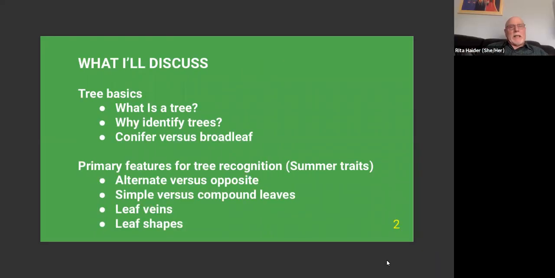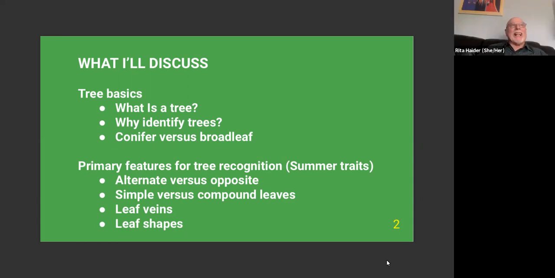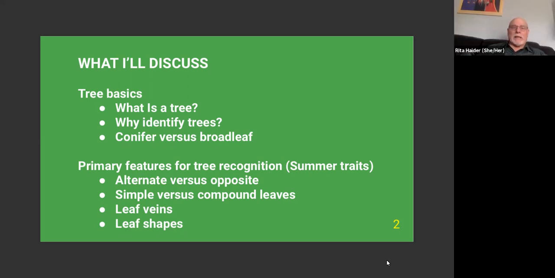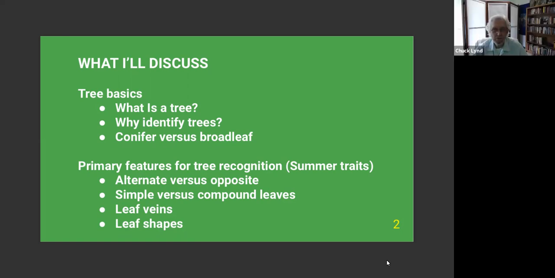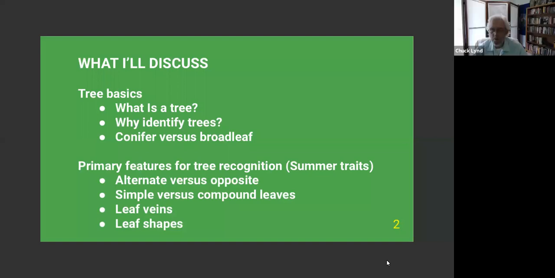Technology difficulties. Discuss. Basically, before we talk about which tree is which, we have to agree what is a tree. We talk about why we care about which tree is which. And also at the high level, we want to know which are broadleafs and which aren't, which are conifers. I'll go through the primary features for tree recognition, the alternate versus opposite, simple versus compound, leaf veins, leaf shapes, those things that you need to understand the concepts of before you can identify trees.